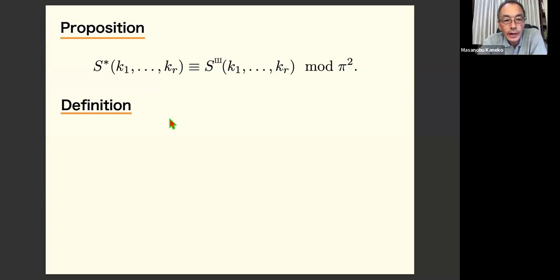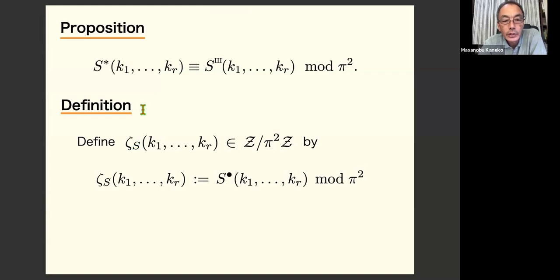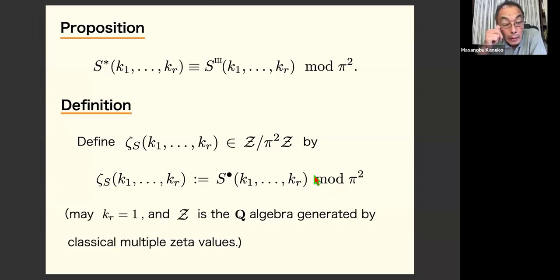So this justifies the following definition. We define an element written as zeta sub S of k1 up to kr in a quotient ring, Z modulo pi squared Z, by one of these S bullet modulo pi squared. Recall again that kr may be 1, and this calligraphic Z is the Q algebra generated by classical MZVs, the space spanned by all MZVs.